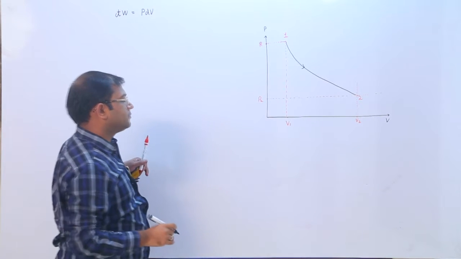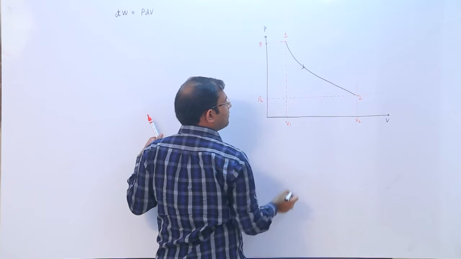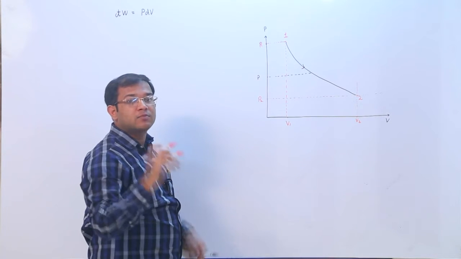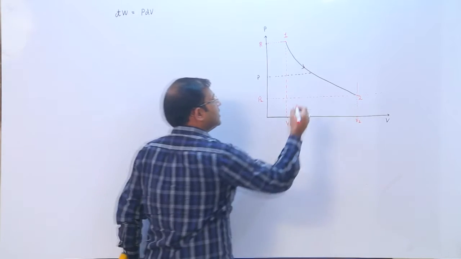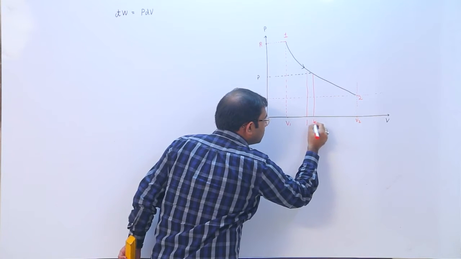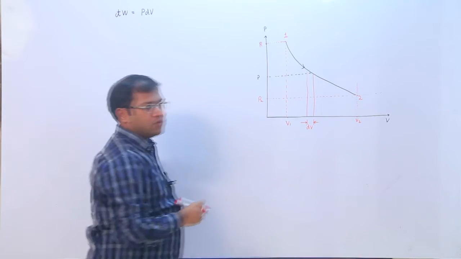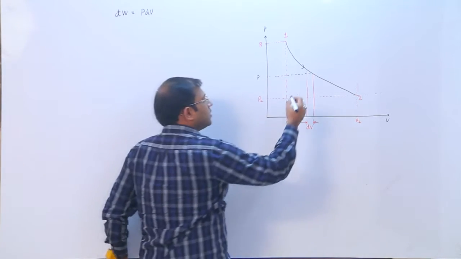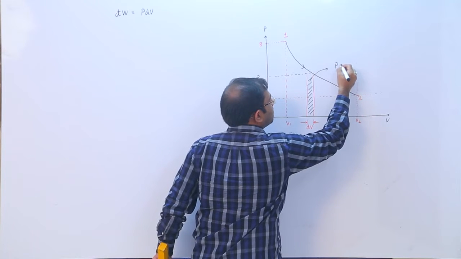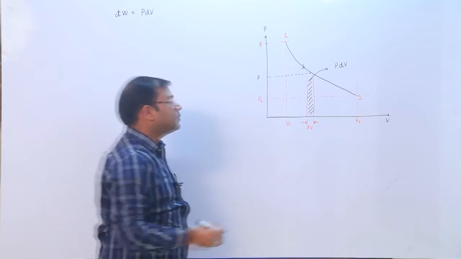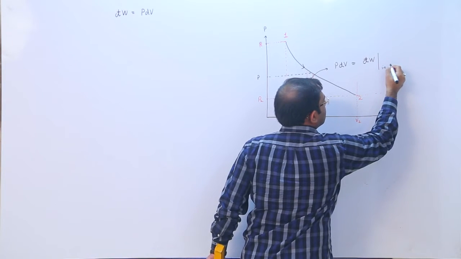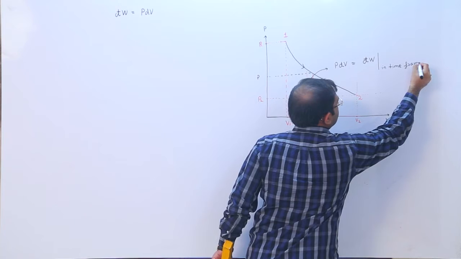Fine. Now see students, let at some intermediate point the pressure be P, and for a small time frame dt let the change in volume be dV. Fine. So we see here is that the area of this small element is nothing but equal to PdV, and this PdV is nothing but the small work obtained in time frame dt.